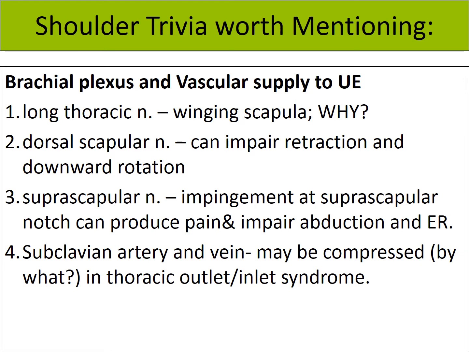Here's another one too. If the dorsal scapular nerve is impaired, we're going to see that the patient is not going to be able to retract or downwardly rotate the scapula. And why is this? That's right, it's because the dorsal scapular nerve innervates the rhomboids and the levator scap.